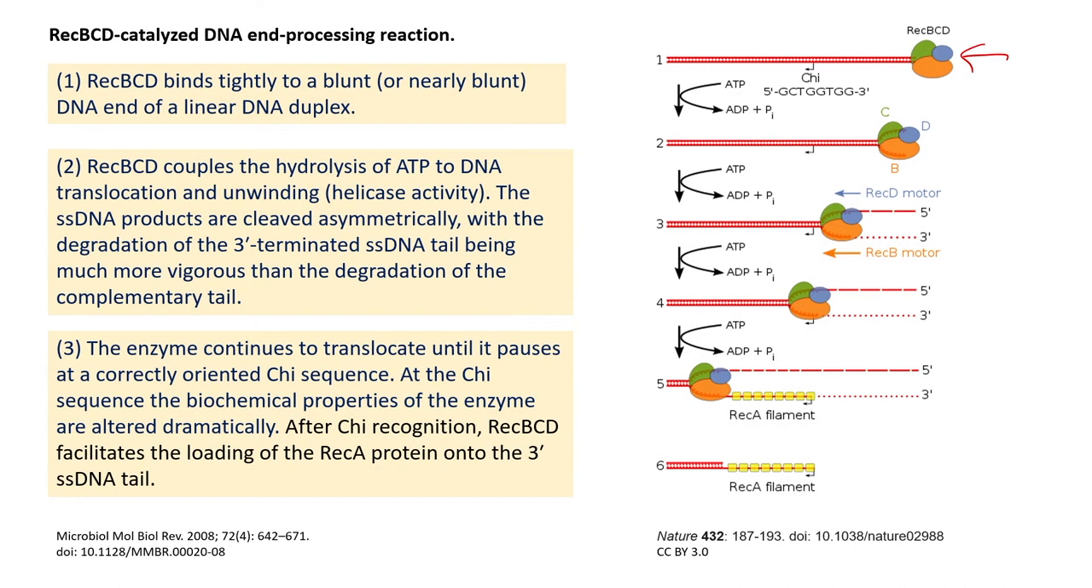The single-stranded DNA products are cleaved asymmetrically, with a degradation of the 3' terminated ssDNA tail being much more vigorous than the degradation of the complementary tail. In the next stage, the enzyme continues to translocate until it pauses at a correctly oriented chi sequence. At the chi sequence, the biochemical properties of the enzyme are altered dramatically.